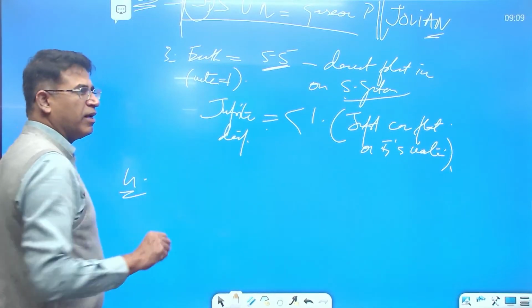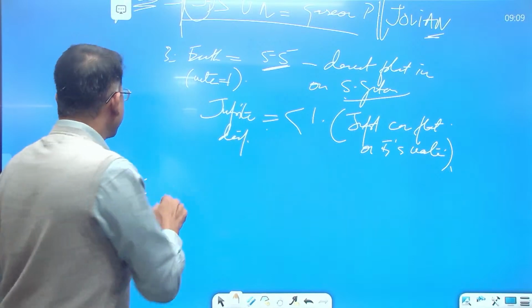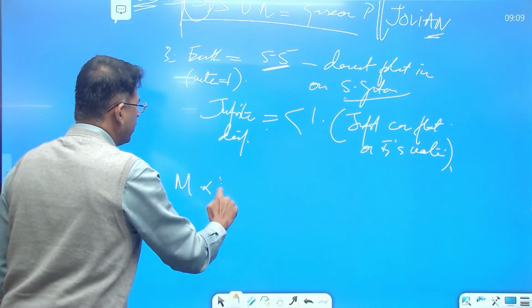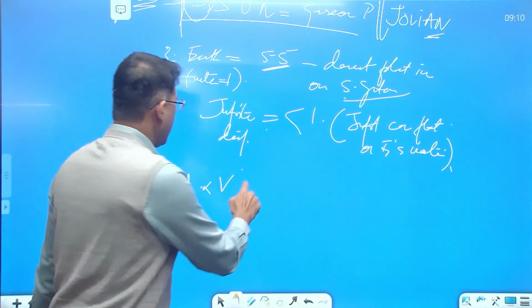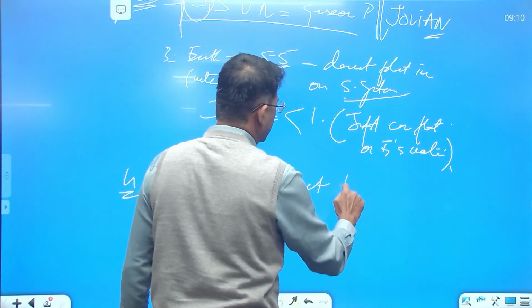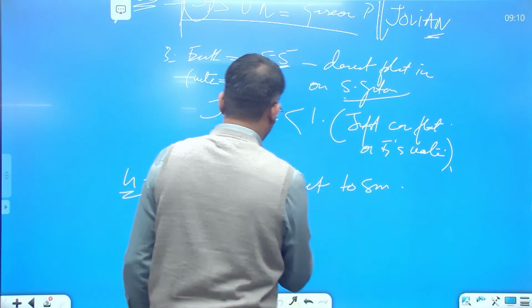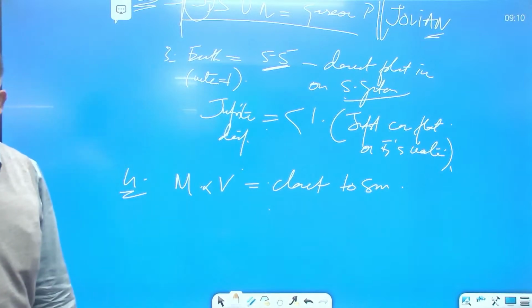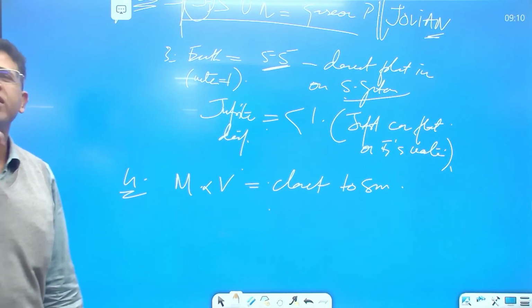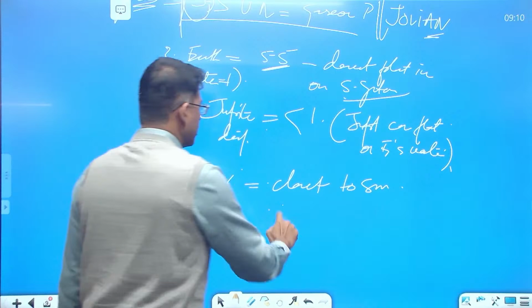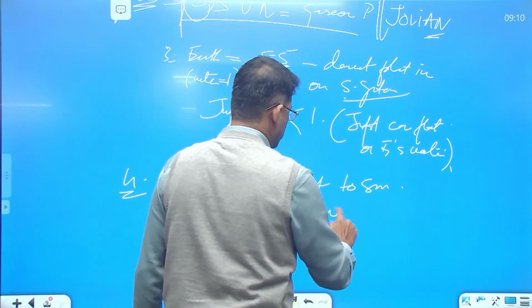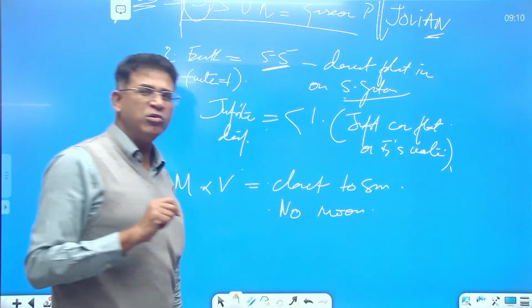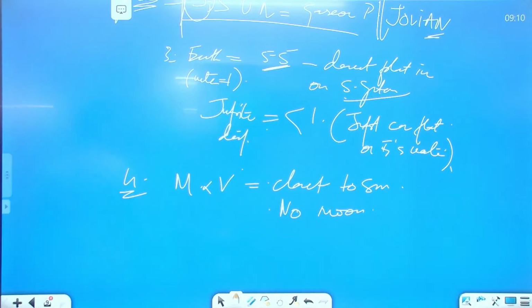Another fact is, Mercury and Venus are closest to the Sun. Mercury and Venus are the only planets that have no moons. They have no moons, they have no satellites, Mercury and Venus.